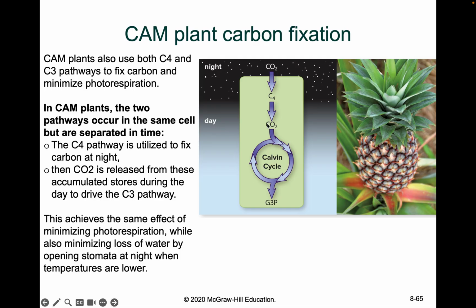And during the day, when the stoma is closed and there's very little CO2, no worries, because we have so much of this oxaloacetate that's being decarboxylated and giving CO2. So that's the nice thing about the CAM plants.